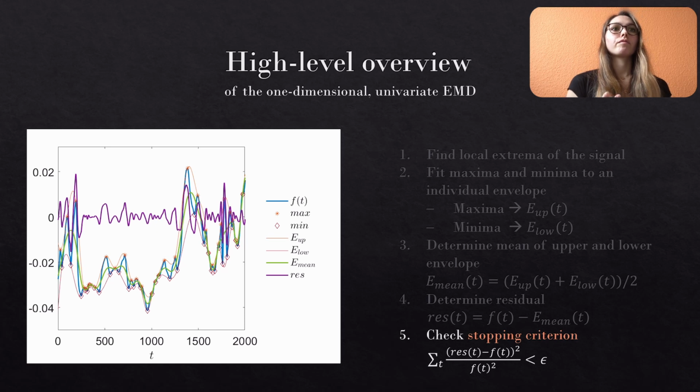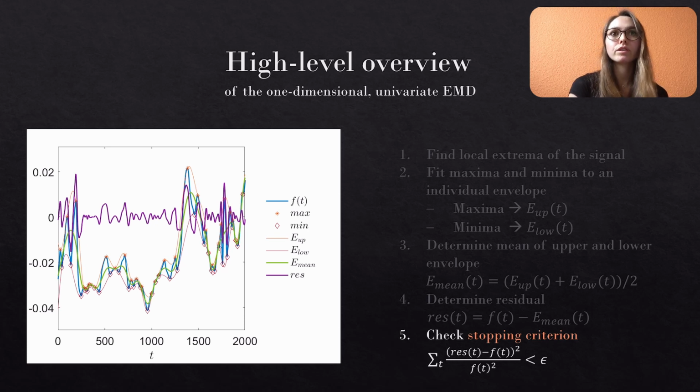Usually, the first residual we obtain does not possess the characteristics of an IMF, and the stopping criterion is not satisfied. If we inspect the difference of our signal f of t and the residual, we can imagine that the stopping criterion would not be fulfilled for this residual. This is because the extrema fitting often produces over and undershoots, and new extrema are generated, which have to be eliminated before we can call this residual an IMF.